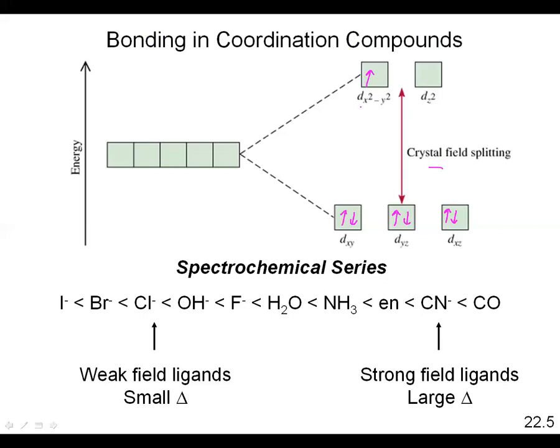These will arise in two types of situations. You'll get what is referred to as a high spin complex, and in a high spin complex, you have more unpaired electrons. While you'll have a low spin complex, in which case you will have more paired electrons.